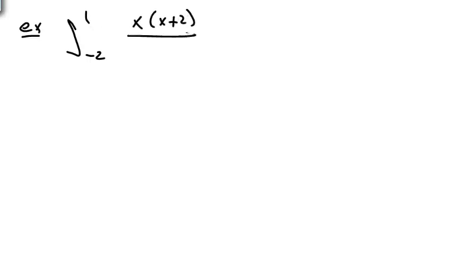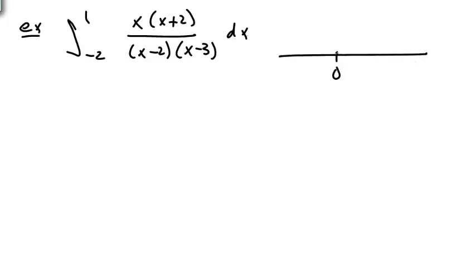Now, of course, there are going to be lots of things out there that are hard. For example, if I said the integral from -2 to 1 of x times x plus 2 over x minus 2 times x minus 3 dx, you would say, oh, lordy, lordy, lordy. You'd probably break out a flag diagram, maybe. Flag at 0, flag at -2, flag at 2, and at 3.